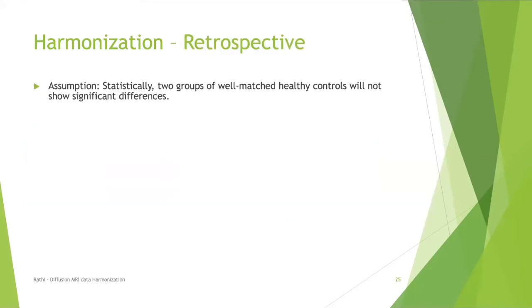And so in the retrospective case, one important assumption that I would like to point out with our method, that you need to be aware of when we do any kind of harmonization, but specifically in this case, is that we assume two groups of well-matched healthy controls will not show statistical differences. So if you have a well-matched set of controls, and this is the case for retrospective data, because you don't have any other way to know to match the two sites, you can only match them based on controls.